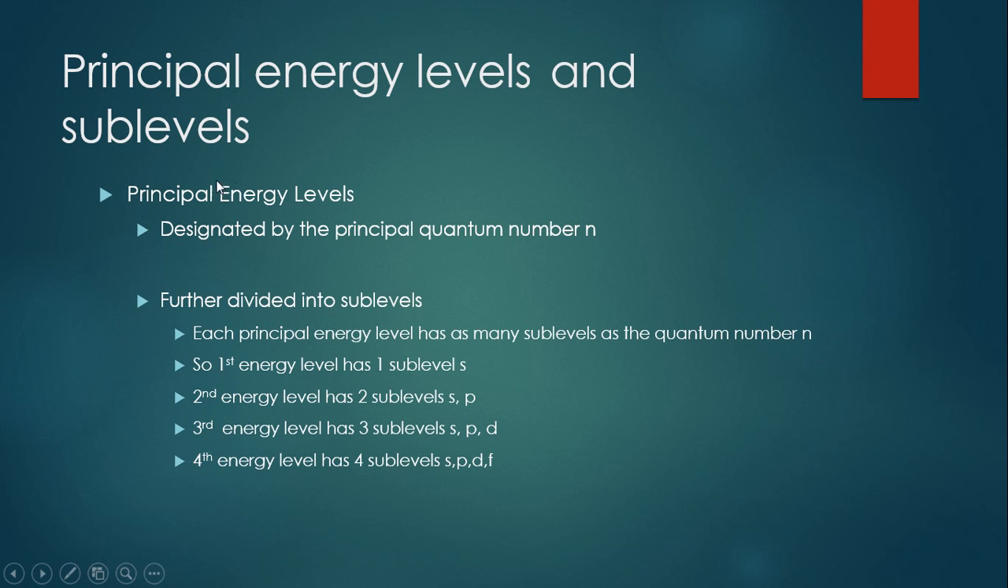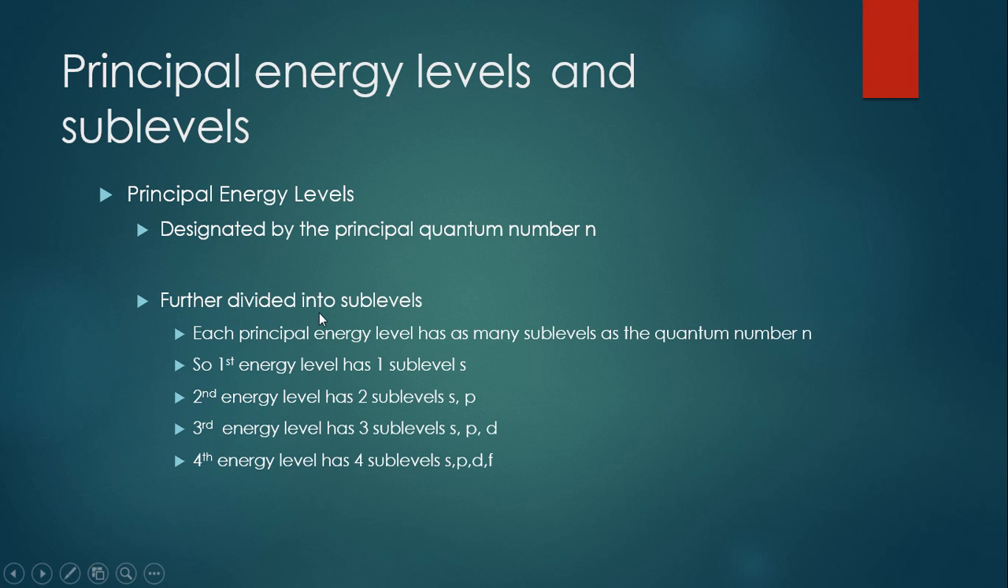So, a principal energy level is basically the row on the periodic table with a few exceptions. It is designated by the principal quantum number. So, the first energy level has a quantum number of 1, the second energy level has a quantum number of 2, and so on.